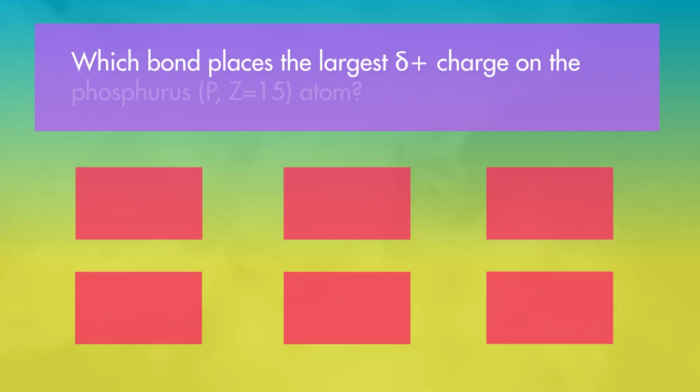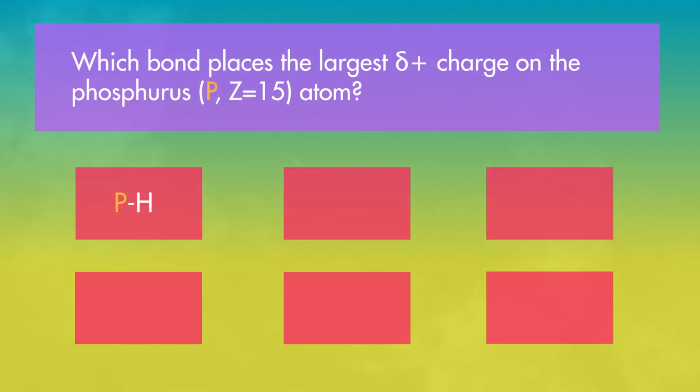So let's see if you can relate these ideas. You're probably going to need a periodic table for this question. Electronegativity relates unequal sharing of electrons to partial charge separation in polar covalent bonds. So, which bond places the largest delta positive charge on a phosphorus atom? A phosphorus hydrogen bond? A phosphorus fluorine bond? A phosphorus chlorine bond? A phosphorus bromine bond? A phosphorus aluminum bond?